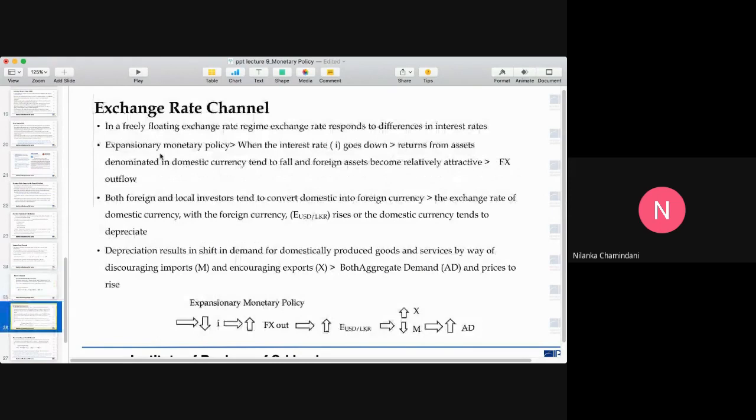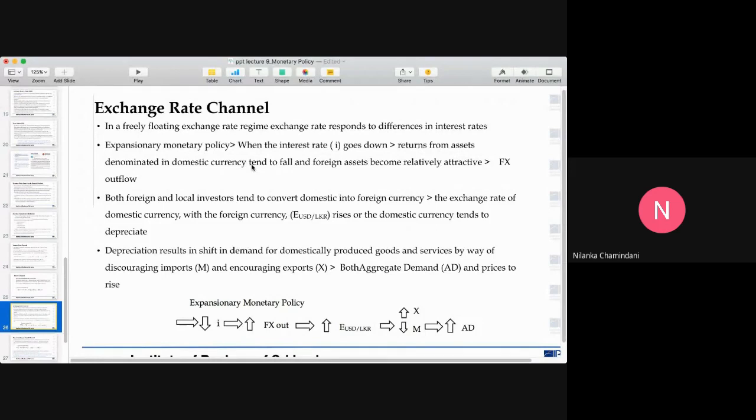Exchange rate channel. In a freely floating exchange rate regime, the exchange rate responds to differences in interest rates as well. I hope you know the relationship between the exchange rate and the interest rate. Let's see. If there is an expansionary monetary policy, when the interest rate goes down, returns from assets denominated in domestic currency tend to fall, and foreign assets become relatively attractive, which means that our domestic interest rates are now very low. Let's assume that there are foreign investors who have invested in domestic currency assets.